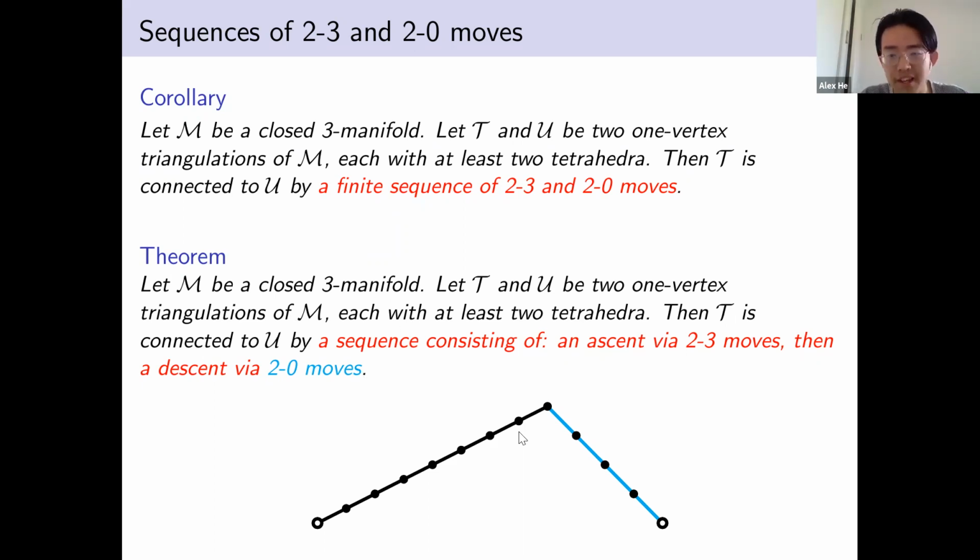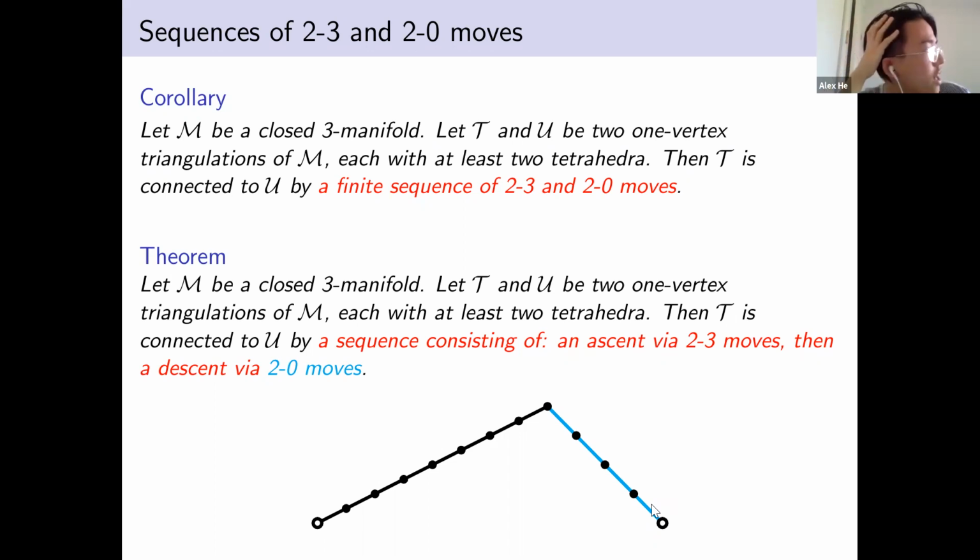So what I'm saying is between any two triangulations of the same three manifold, each with at least two tetrahedra, you can find a sequence that consists of an ascent, so you go upwards via 2-3 moves, and then you come down via 2-0 moves only. So this is quite restrictive. Again, this is telling you that there's some kind of nice well-connectedness of triangulations.